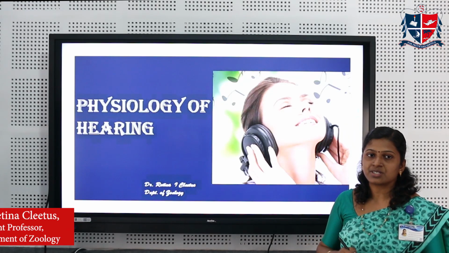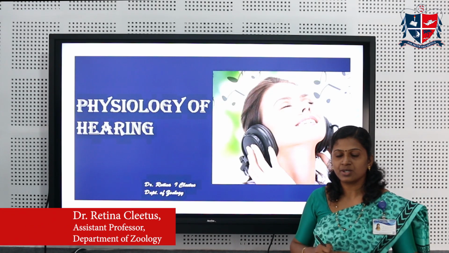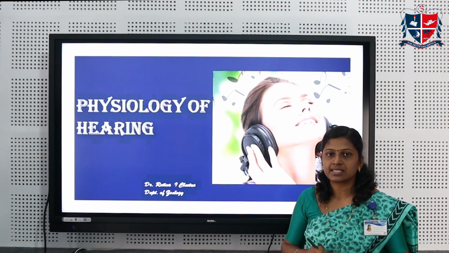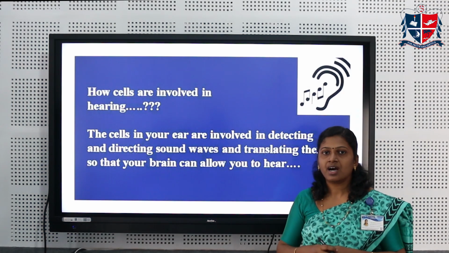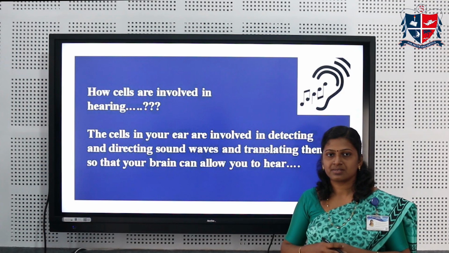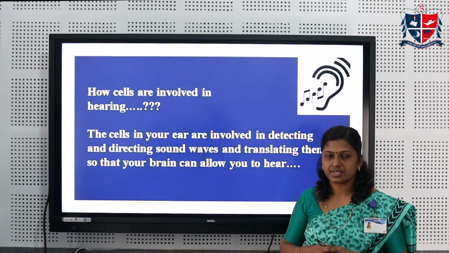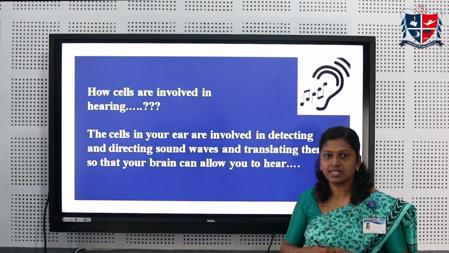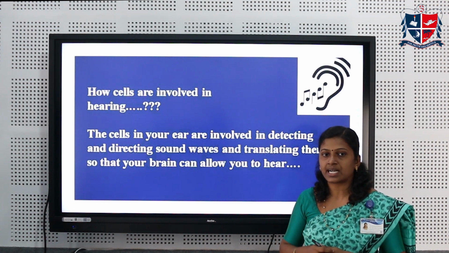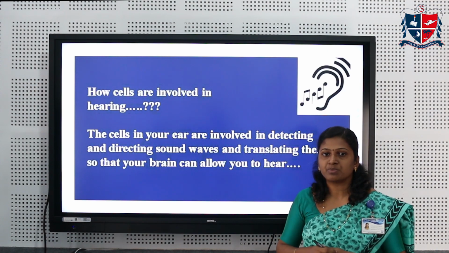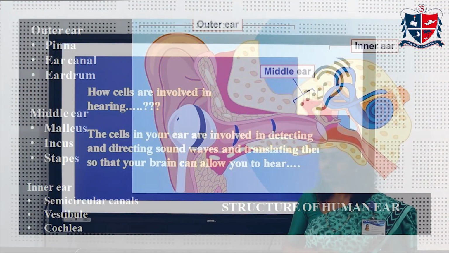We will now discuss the physiology of hearing, or just the basic mechanism behind hearing. You all are hearing my sound right now, isn't it? Yes. How is it possible? Cells. How are cells involved in hearing? There are certain cells in your ear that are involved in detecting and directing sound waves and translating them so that your brain can allow you to hear.